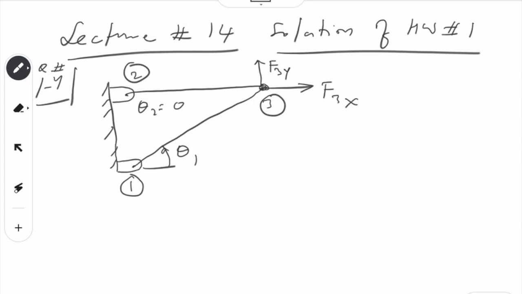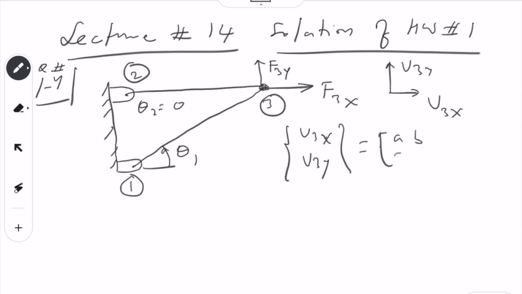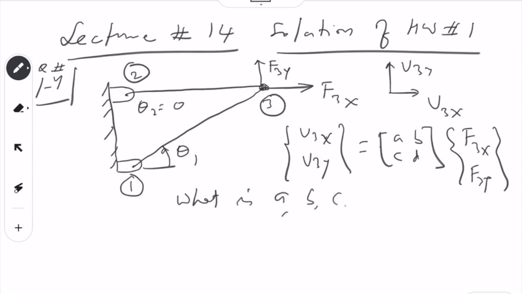The question being asked is: if displacement here is u3x and upward is u3y, then how will you calculate it? If you say [u3x, u3y] is equal to [a b; c d] times [F3x, F3y], then what are the values of a, b, c, d? Question number 1 will ask a, question number 2 will ask b, c and d, hence 4 questions. So this is what the questions were.